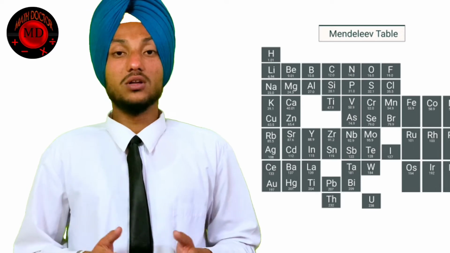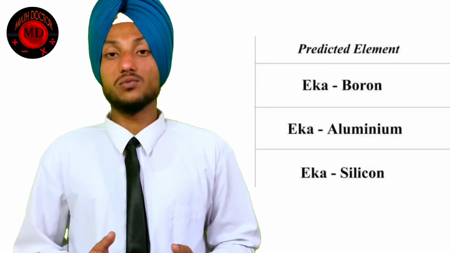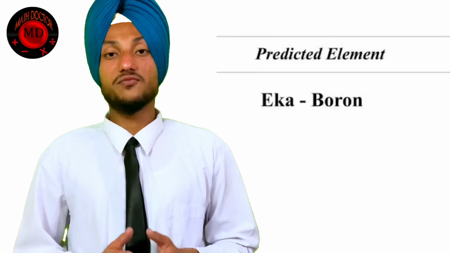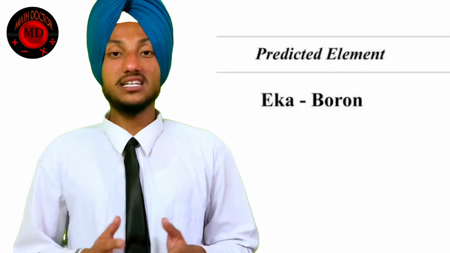The missing elements of Mendeleev's periodic table were discovered later on and their properties were found to be very close to those predicted by Mendeleev. The undiscovered elements at that time, for which gaps were left in the periodic table, were named by Mendeleev as Eka boron, Eka aluminium and Eka silicon, by prefixing the term Eka to the name of the preceding element in the same group. The term Eka is derived from Sanskrit, which means first. So Eka boron means first comes boron and then the unknown element.